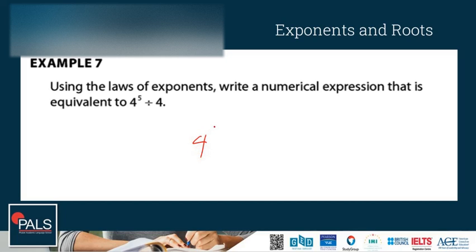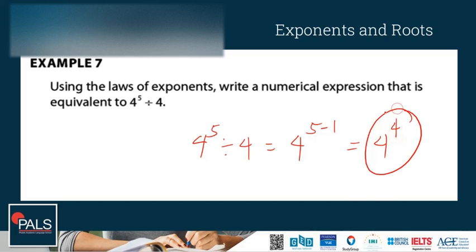4 to the 5th divided by 4 is equal to 4 to the 5 minus 1, which is 4 to the 4th power. So this is our numerical expression. Okay, let's proceed to rule number 3.